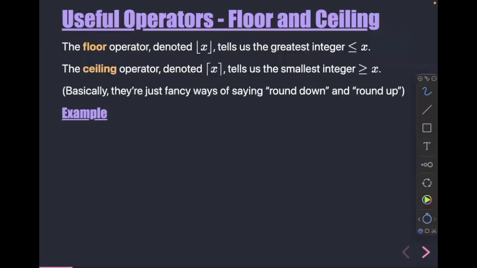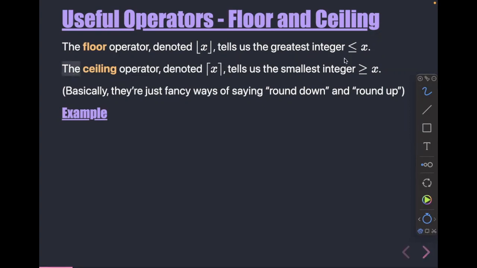A lot of these are things you might have seen before, and we're just going to work on formalizing them, but some of these might be completely new. The first thing I want to talk about is the floor and the ceiling operator. Basically all they do is round your number to a whole number, and the floor or the ceiling is just telling you which direction you're rounding.